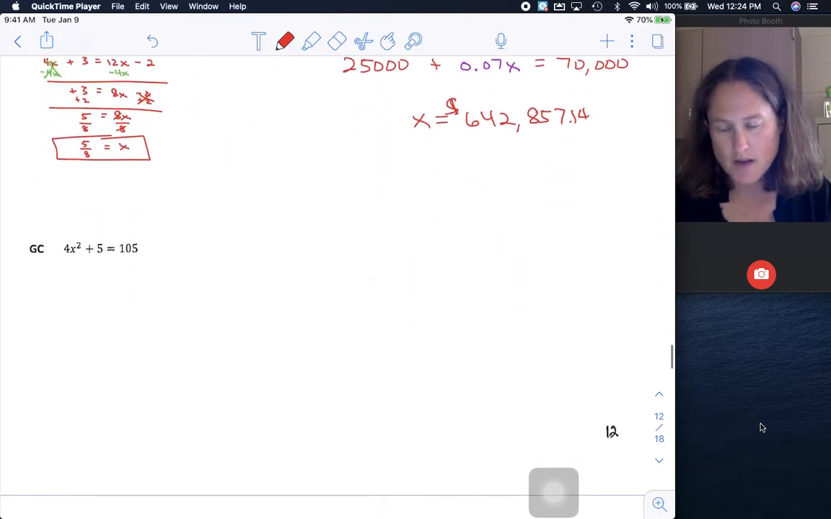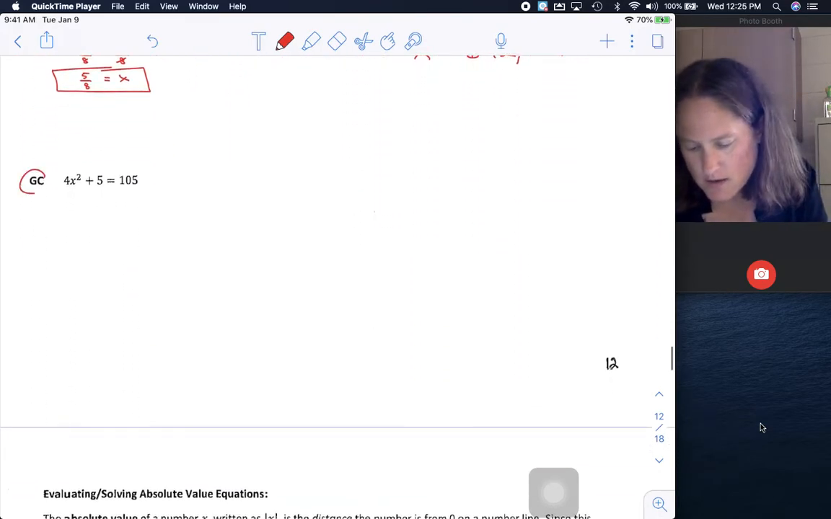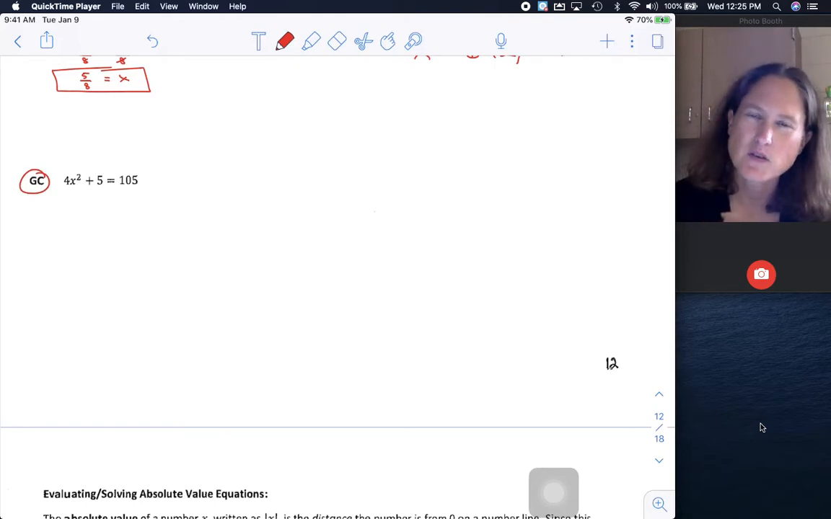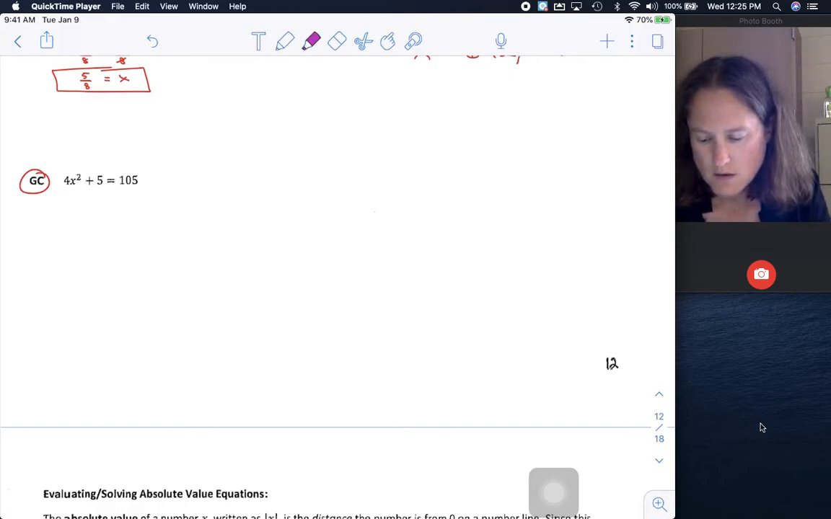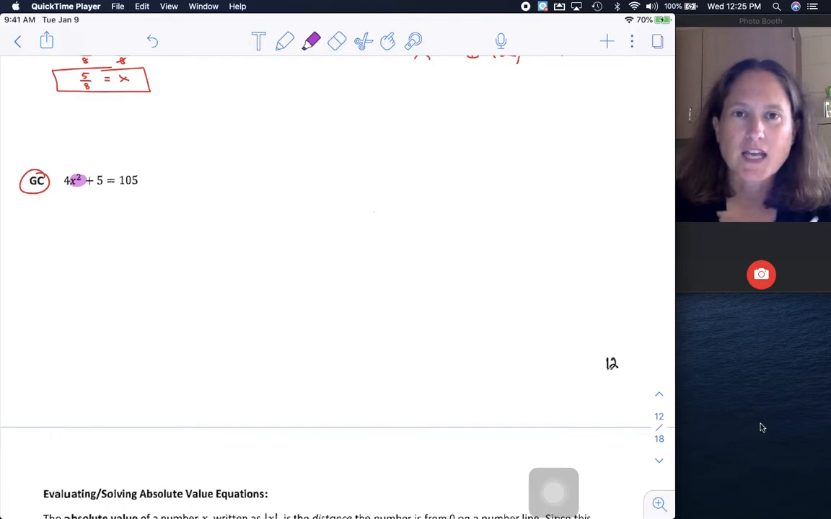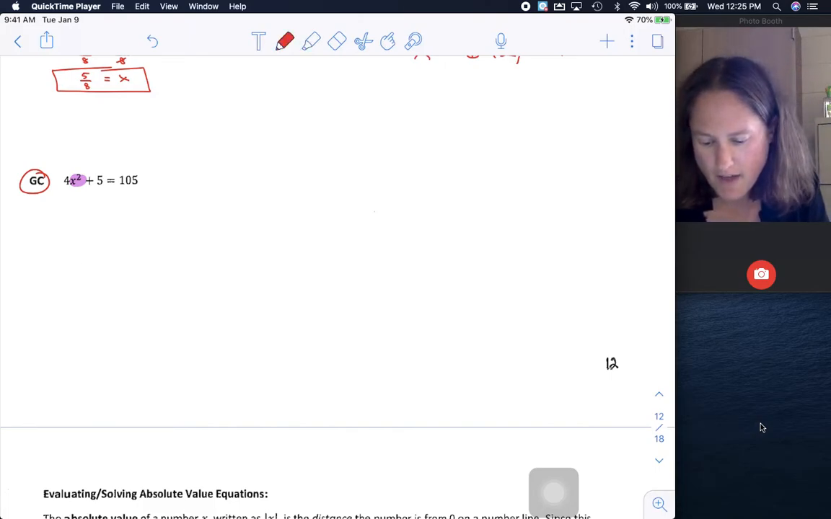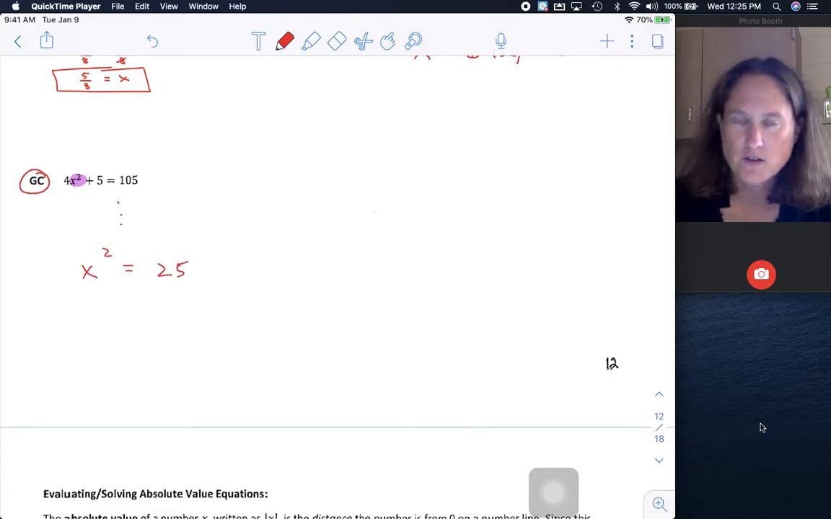And the last one, the GC means graphing calculator. You can absolutely use that to solve it, but it's actually a lot easier not to. So go ahead, give that a shot. That's kind of like an advanced question because we haven't done it for so long, but I'm going to give you a hint. This x squared has to be isolated. Get it by itself. Pretend it's an x. Do everything you did for the previous examples. And then when it's all said and done, you're going to have x squared equals 25.